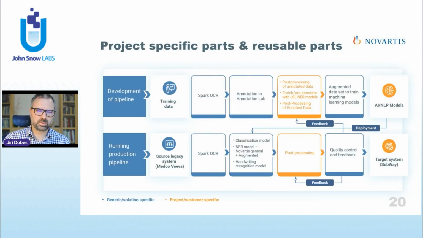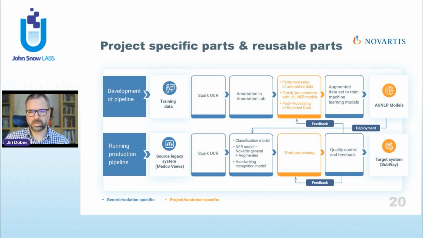First, let me show you the architecture of the solution. There are two pipelines. One is the development pipeline or training pipeline. One is the production pipeline. In the training pipeline, you enter the training data. This data is extracted through OCR, then annotated in Annotation Lab, and then with some post-processing and enriching of data, we prepare a machine learning model, an NLP model.